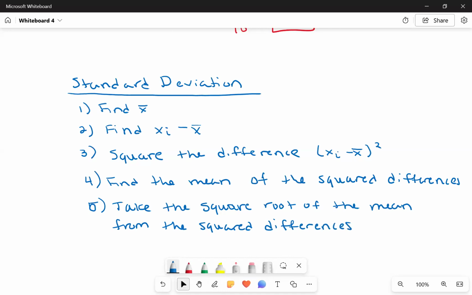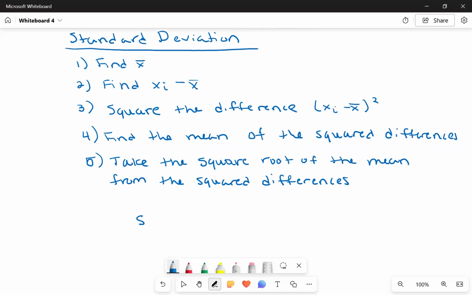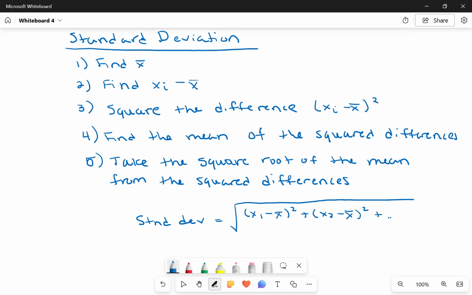So here's what it kind of ends up looking like. The standard deviation, I'm going to abbreviate it, ends up equaling the square root of adding all of these differences up: x1 minus x bar squared, second data value minus x bar squared, third data value, all the way down to the last data value, which we've been calling x sub n, squared. And then since there's n of them, we divide by n and take the square root. That's the formula they use to find the standard deviation.